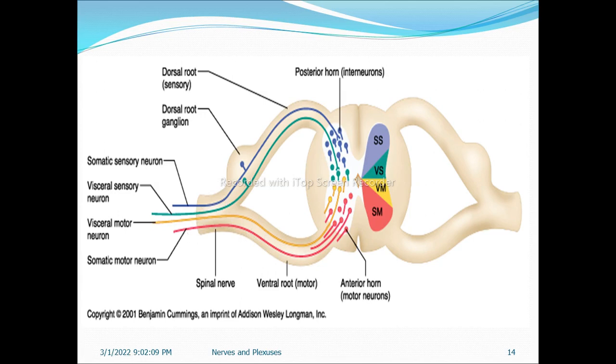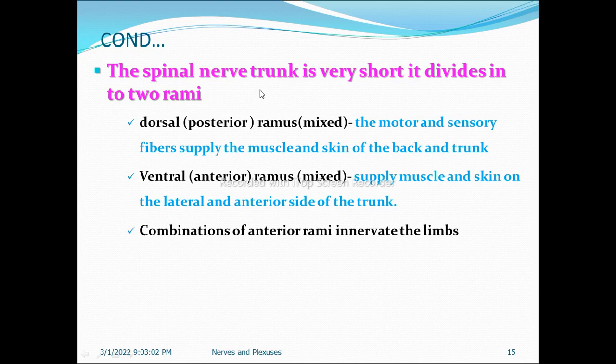They will form rami. The rami will divide further into two: one is the anterior ramus, the other is the posterior ramus. The anterior and posterior rami contain mixed nerves, both sensory and motor. So the spinal nerve trunk is a very short trunk that divides into two rami, the anterior ramus and the posterior ramus.